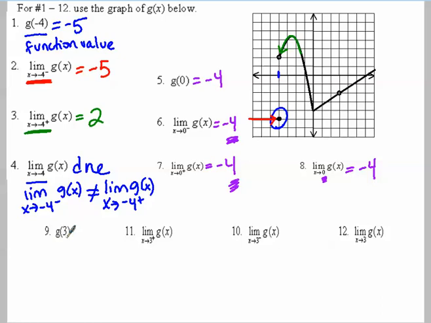G of 3 has a hole right there, so we're going to say that that one does not exist because of the hole that's there. As x approaches 3 from the right, however, the function is approaching negative 2. It may not get there, that doesn't matter. As x approaches 3 from the left, also the function is approaching negative 2. Therefore, even though there's a hole, the limit as x approaches 3 will be negative 2, since this one and this one are the same.